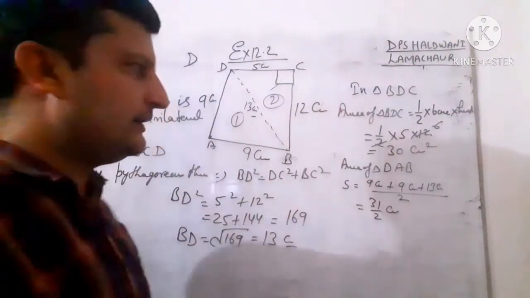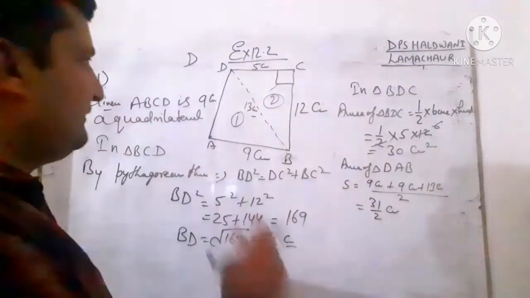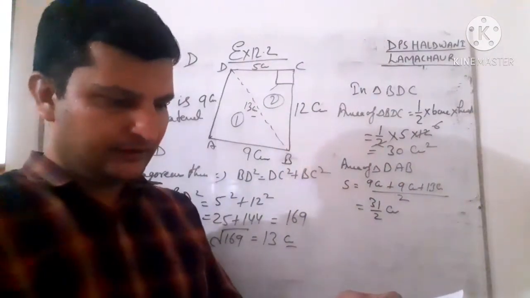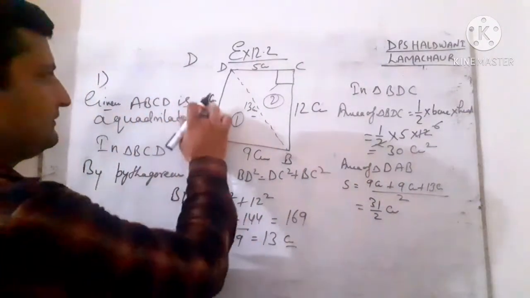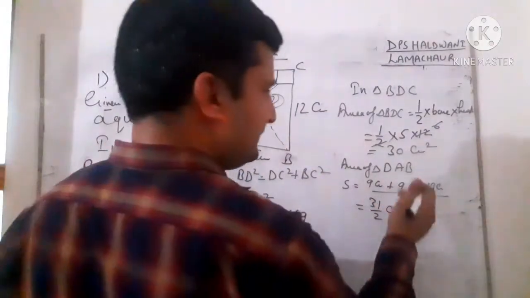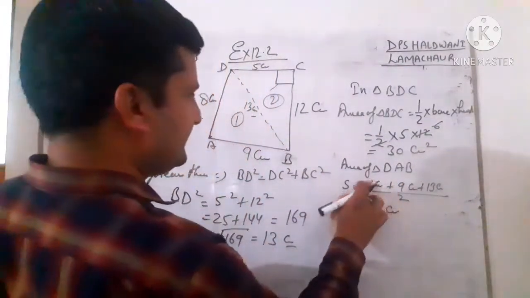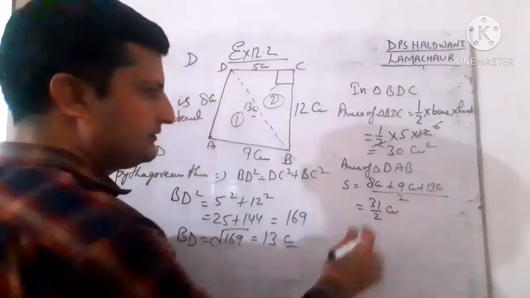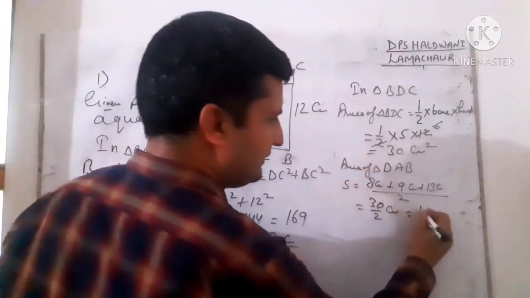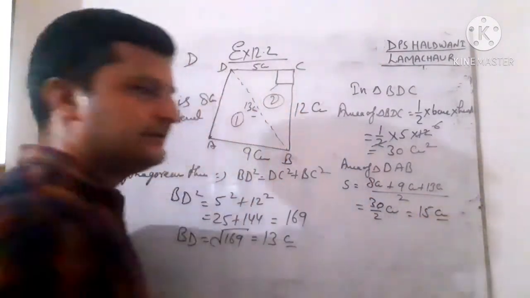Now student, I think we have written 9 here, but it is not 9, it is 8 centimeter. So we have to change it here because it is coming in fractional form. So 8 plus 9 plus 13 is 30 upon 2, which means 15 centimeter.